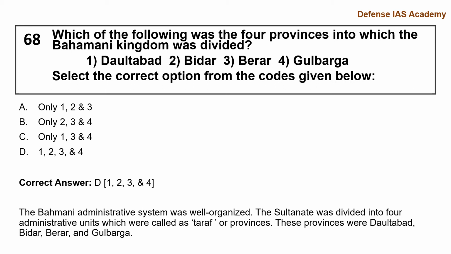The Bahmani administrative system was well organized. The Sultanate was divided into 4 administrative units which were called as Taraf or provinces. These provinces were called Daulatabad, Bidar, Berar and Gulbarga.